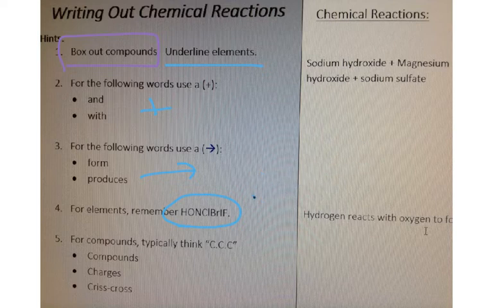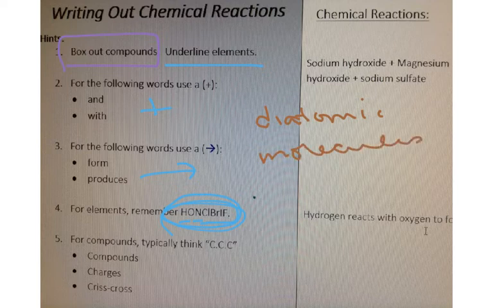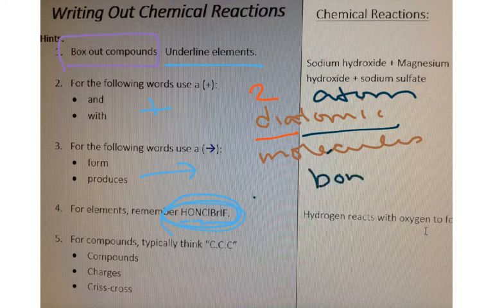Okay, so if you look at it, it's hydrogen, oxygen, nitrogen, chlorine, bromine, iodine, fluorine. When those are elements by themselves, they do not exist as an individual. Instead, they are known as diatomic molecules. And what is a diatomic molecule? Well, let's break down the word. Di means two. Atomic means atom. Molecules means bonds. So they are elements that need two atoms to form bonds in order to actually exist.